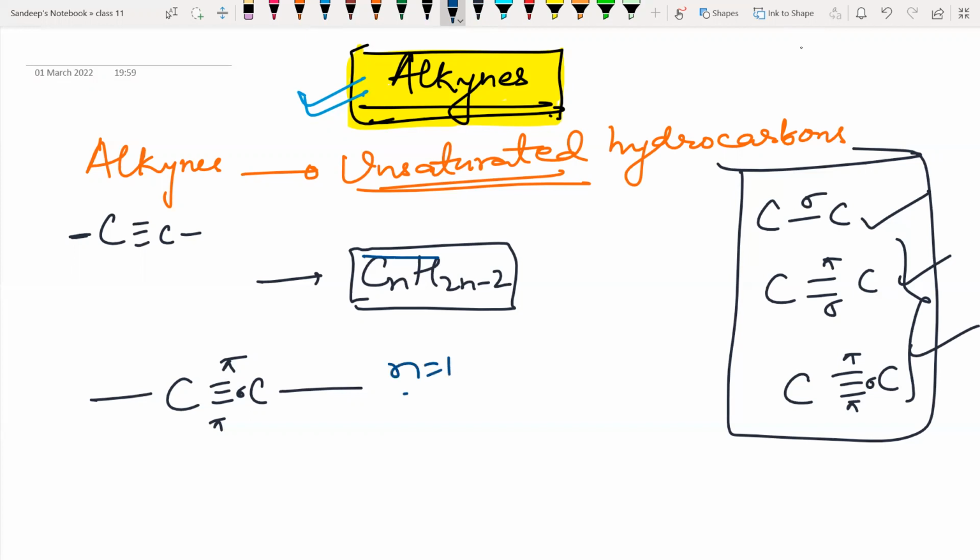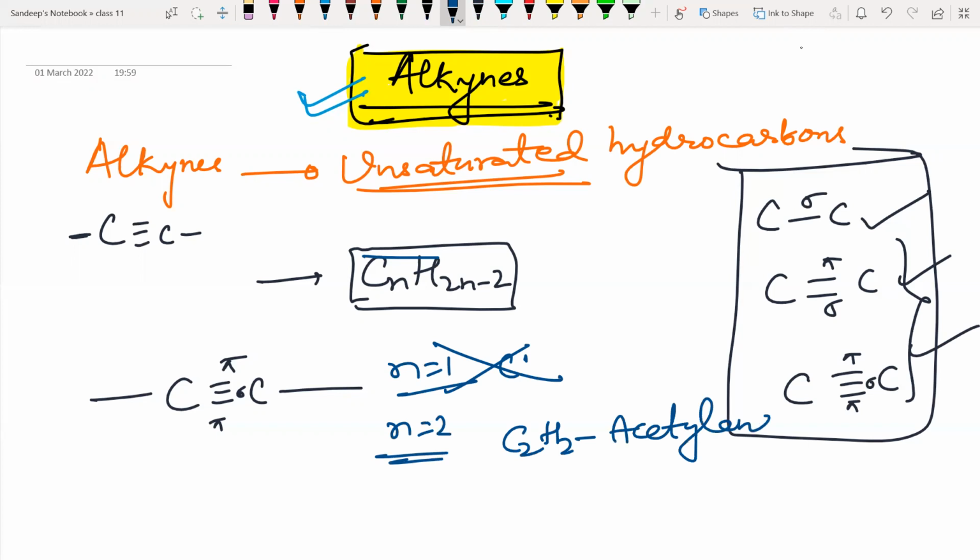So first member C, so it is not possible. n equal to 2 is where it starts. So C2H2. Its common name is acetylene. Its IUPAC name is ethyne. So it is called ethyne.